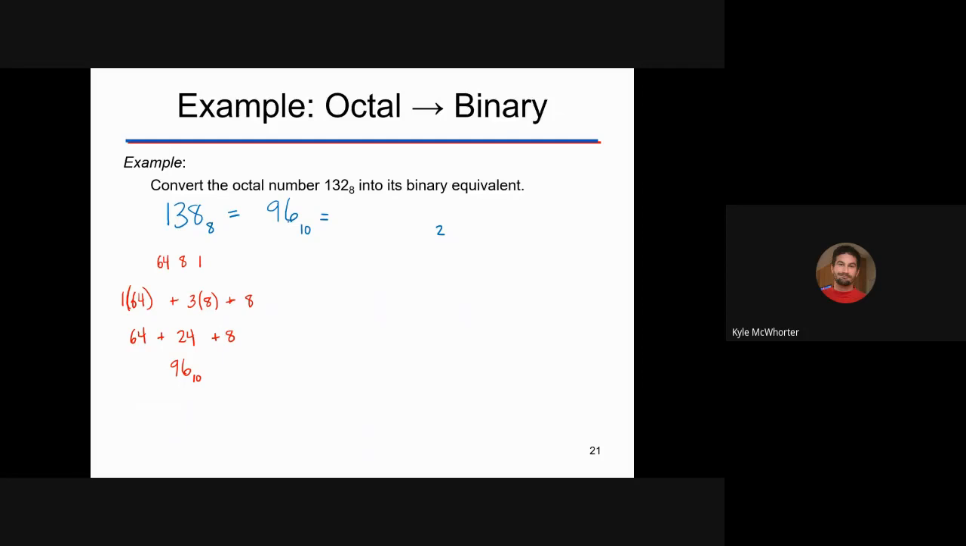And then to change this base 10 into binary, we just are going to be dividing by 2 to get our digits. So I'm going to start with my 96. And we're going to divide by 2. Did I do that right? Yeah, I think so.